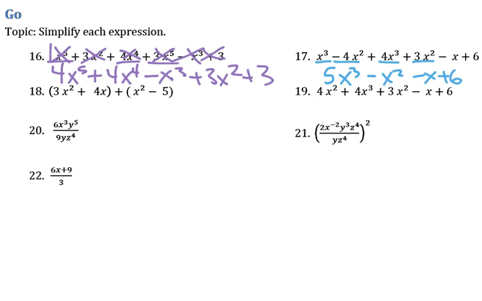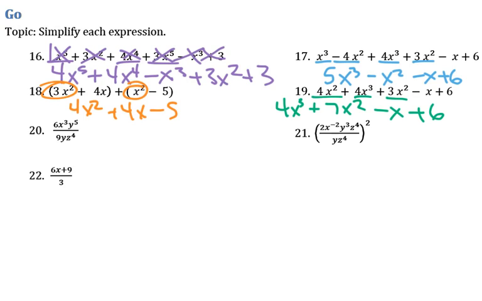Okay, now, even though we have parentheses, we're still just adding, so 3x squared and 1x squared, 4x squared, plus 4x minus 5, because those don't have any other buddies. Okay, 4x squared, 3x squared, 7x squared, plus 4x cubed first, minus x plus 6.